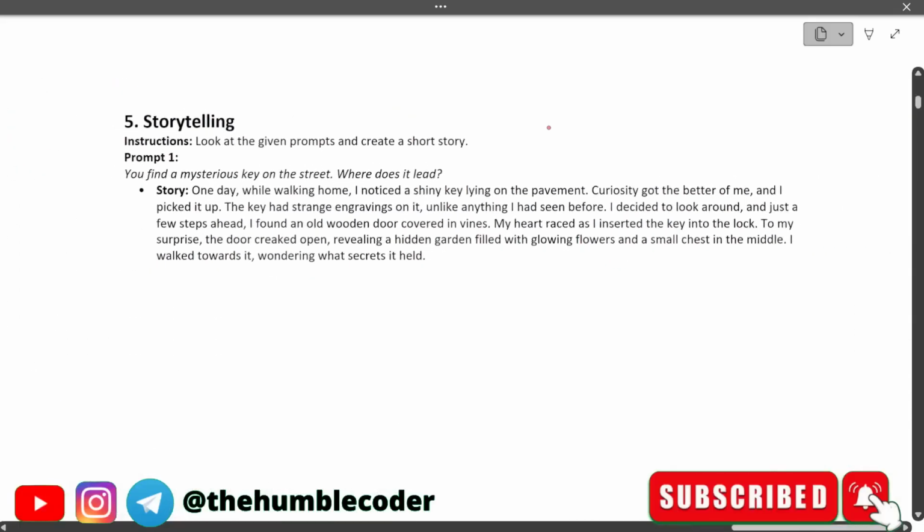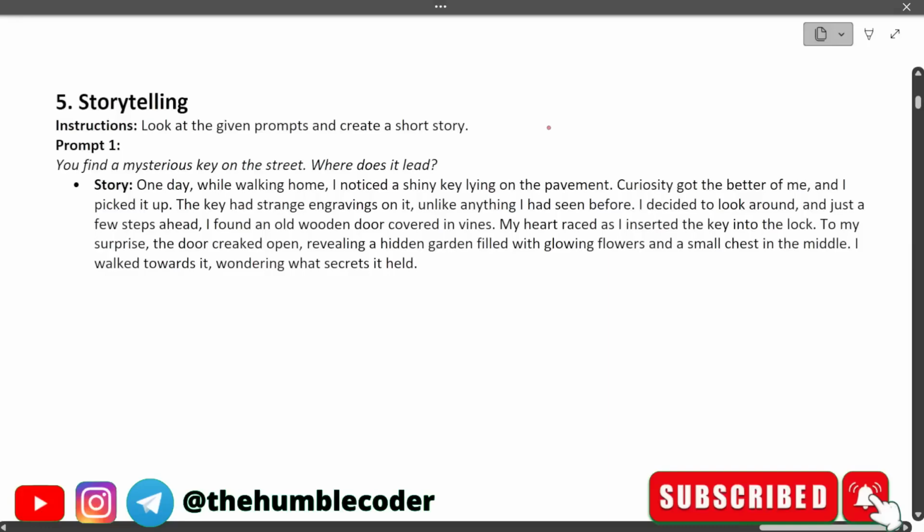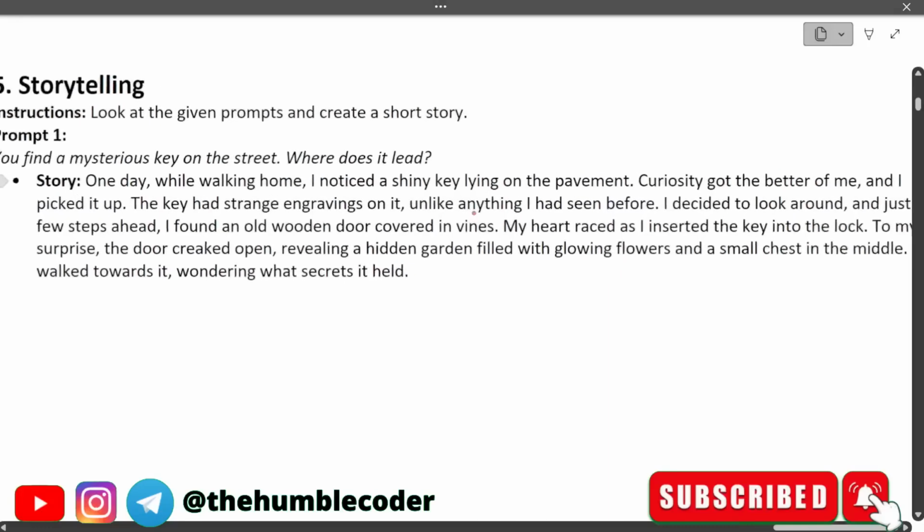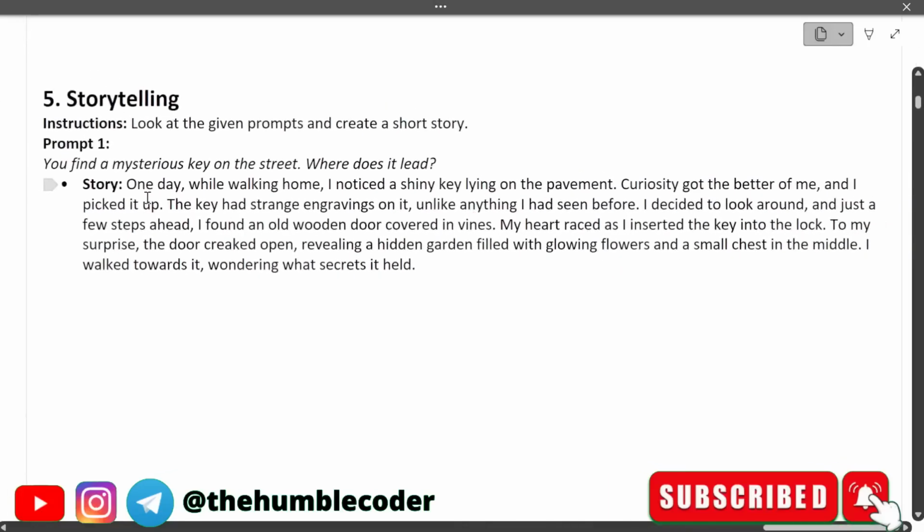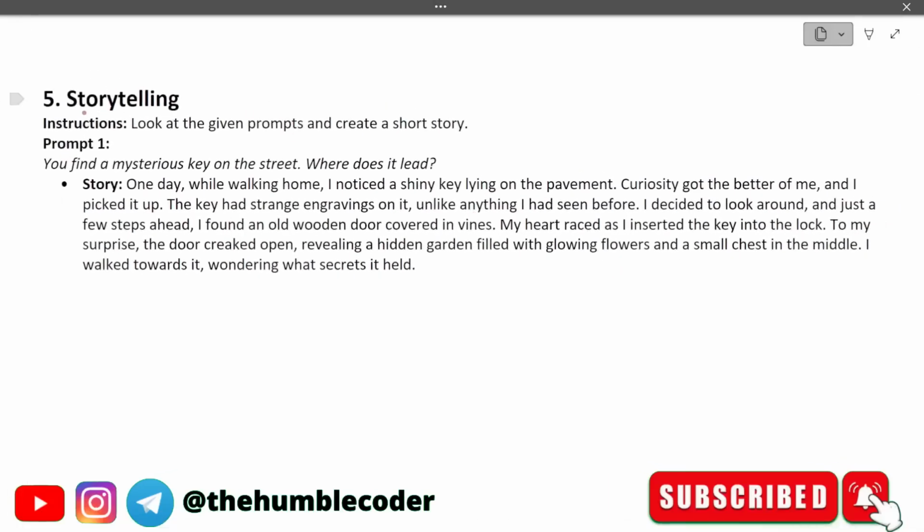See guys, we have seen a lot of question and answer based questions now. Now we are moving on to the next set of questions, which is based on storytelling. So let's see what this question is asking us. So the type of question is storytelling, and the instruction that is given to us is, look at the given prompts and create a short story based on it.